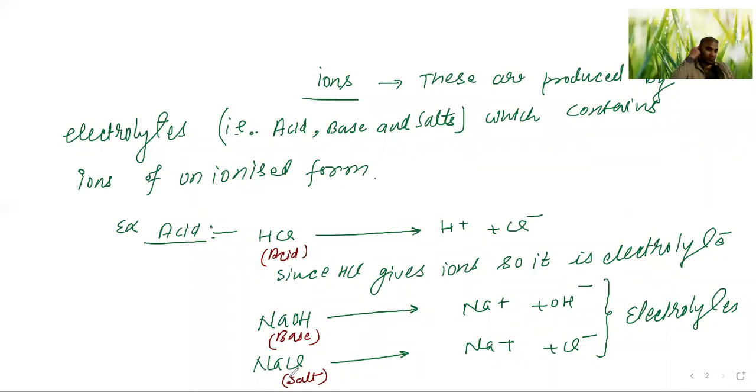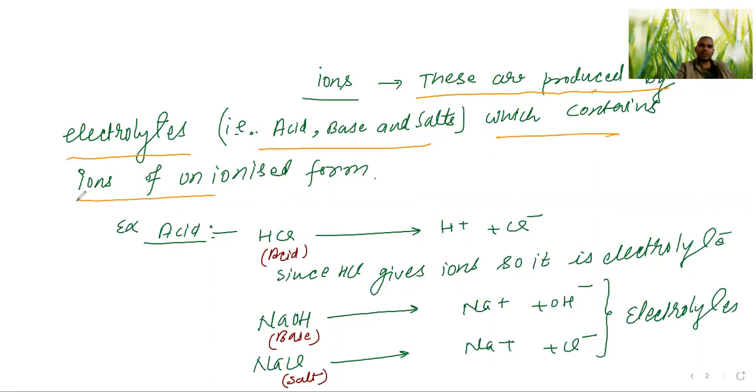If you are writing these things, it will be helpful. Ions are produced by electrolytes, that is acid, base, and salt, which contain ions of unionized form.